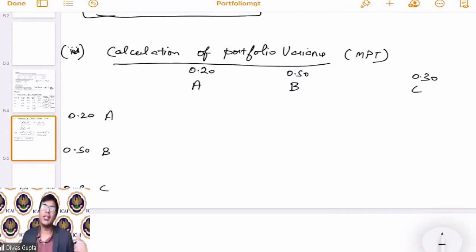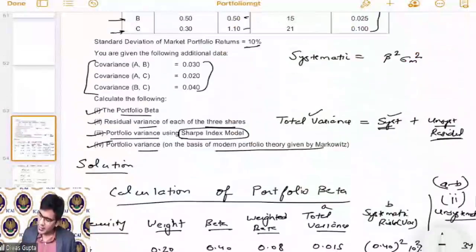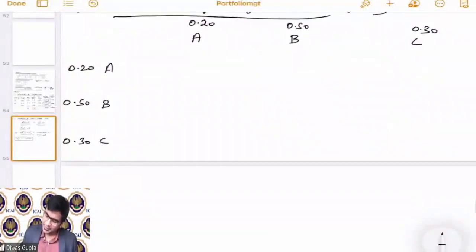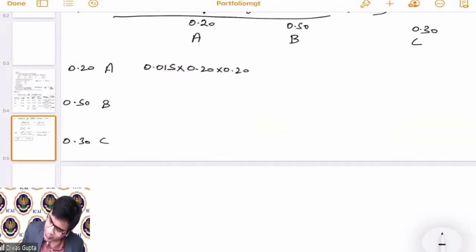Because as I told you in the first session of portfolio management, covariance is between two securities and variance is within one security. So if we talk about one security, it will always be variance. So what is the variance? Yes, the variance of A is given as 0.015. So we will take the same 0.015 multiplied by 0.20 multiplied by 0.20. One weight is for A in the column and one weight of A is for the row.